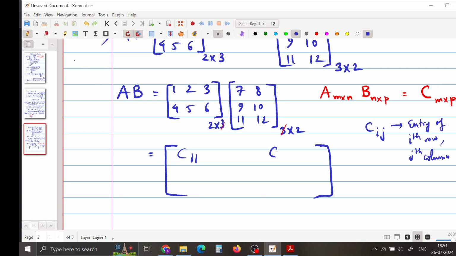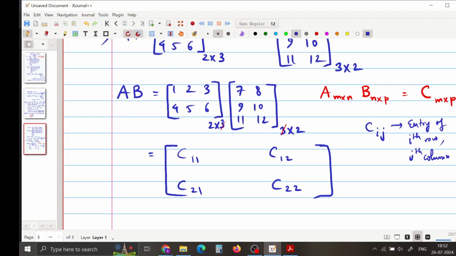So this is C11, the first element belonging to the first row and first column. Similarly, the element in the first row and second column will be C12. The element in the second row and first column would be C21, and the element in the second row and second column would be C22. Okay, let's call them this.